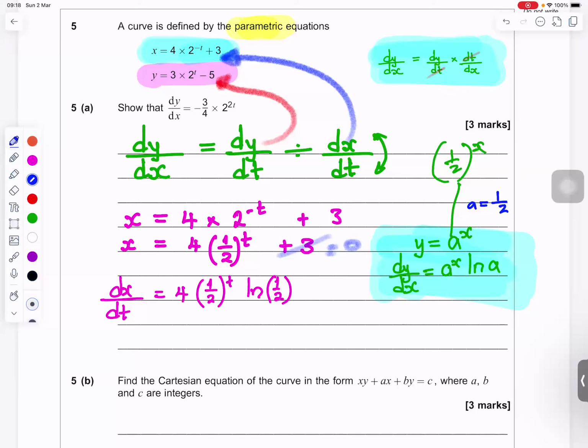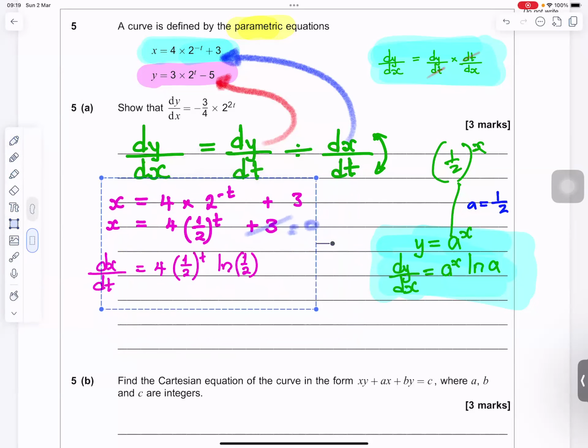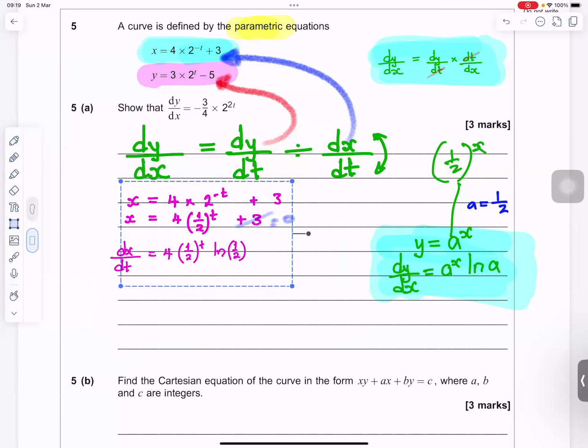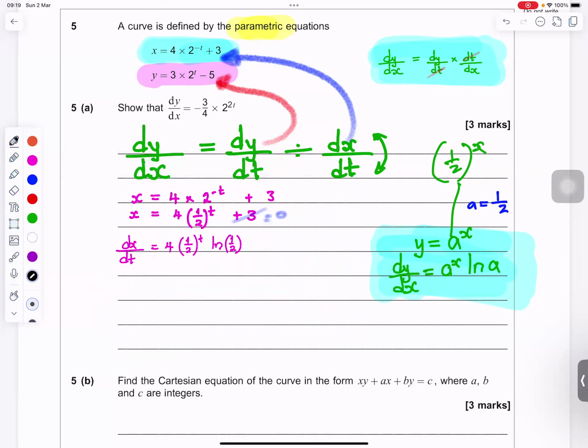Let's do dy over dt. What would dy over dt be? Wouldn't that be 3 times 2 to the power of t ln 2? dy over dt will be 3 times 2 to the power of t times ln 2. That's it. Now you know it. You see how quick it is when you know the formula. Yes, it is. Congratulations. Now you put them together.